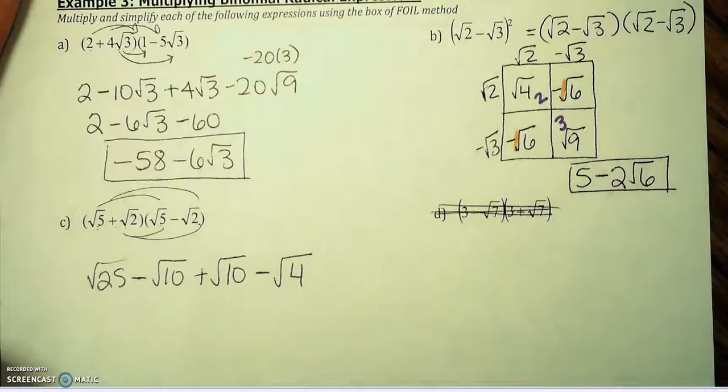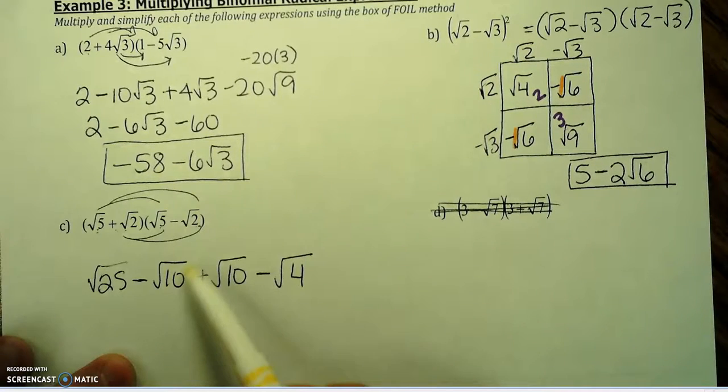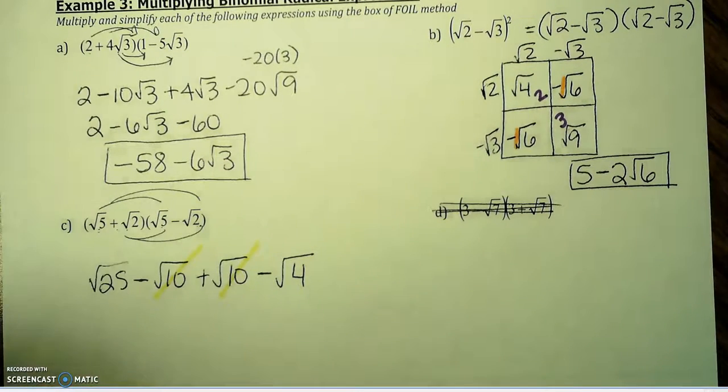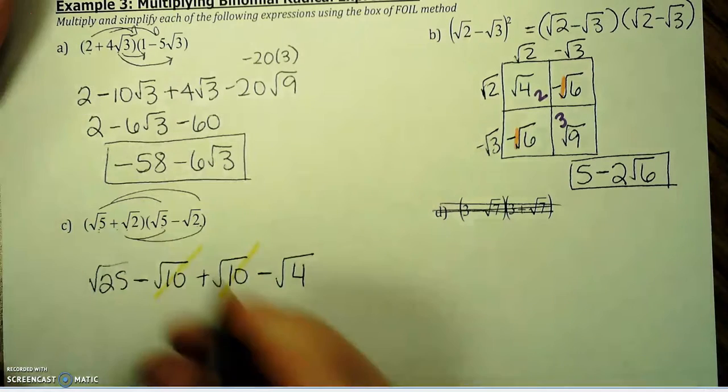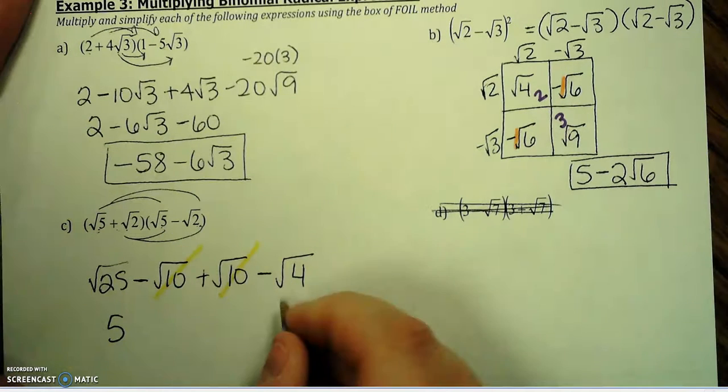Now, these guys, we're going to talk about this on the back, but these actually cancel out here because you have one that's positive and one that's negative. This is equal to 5.